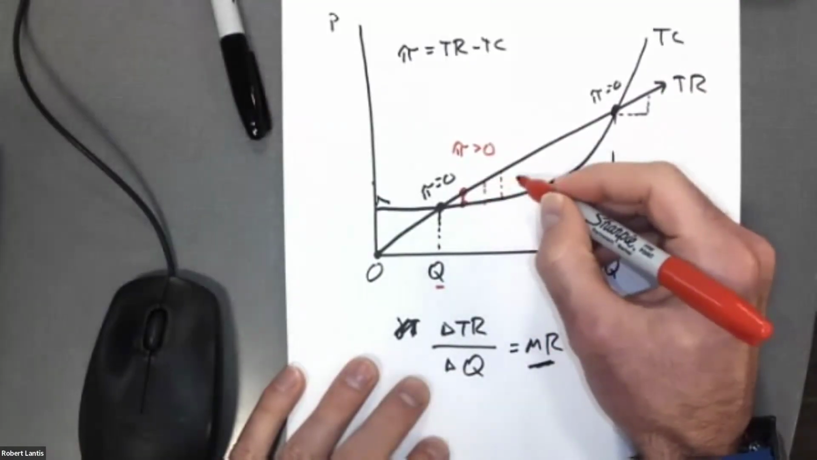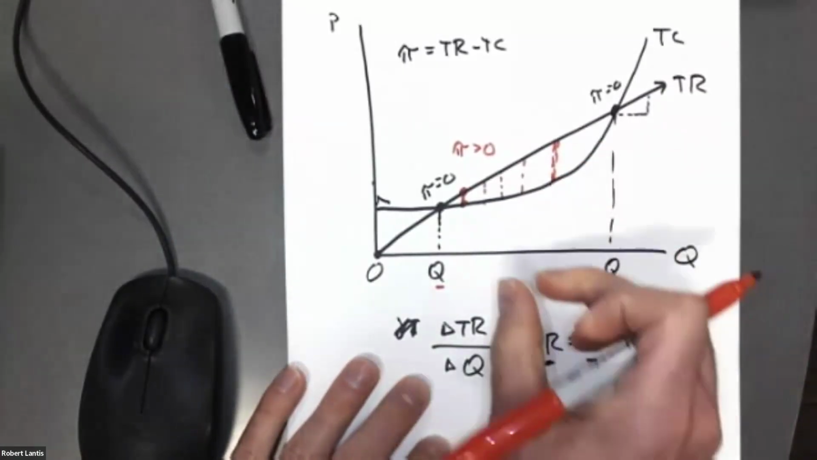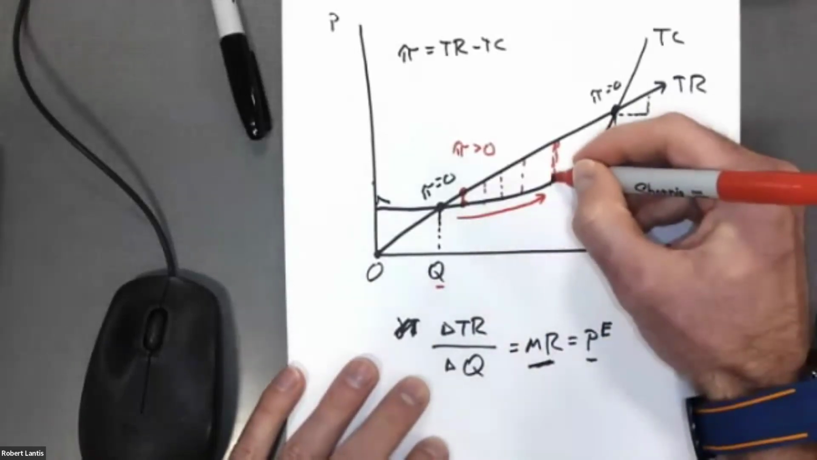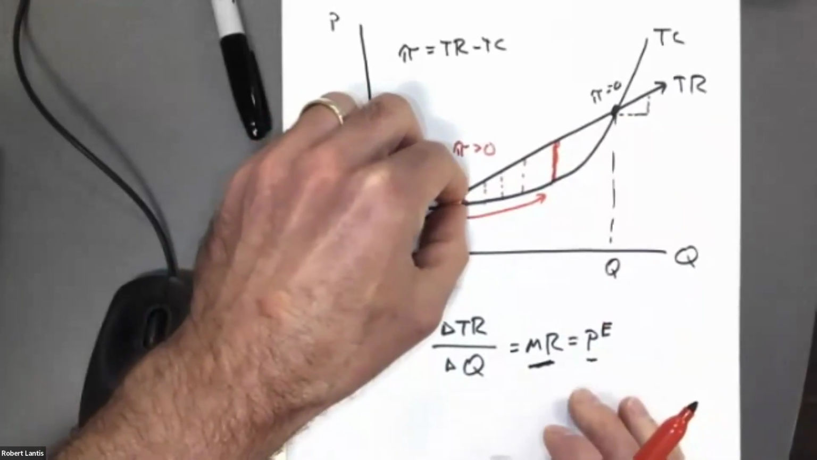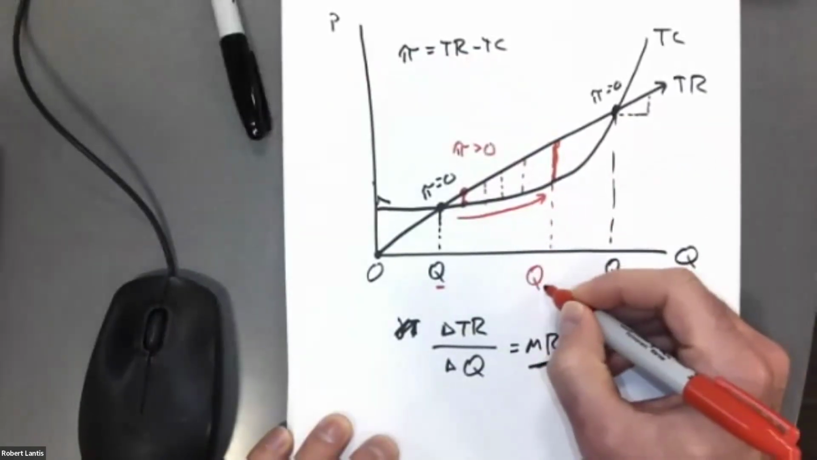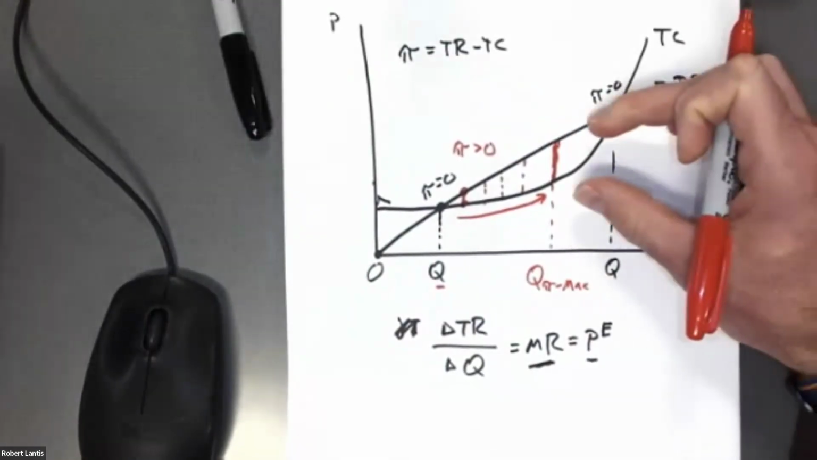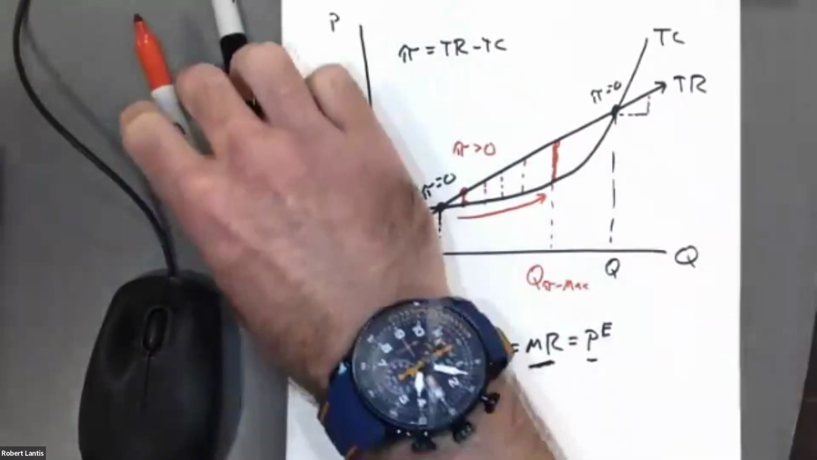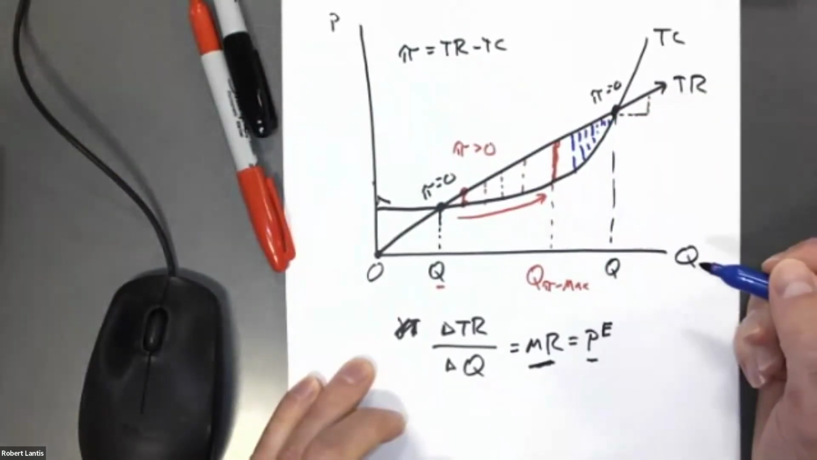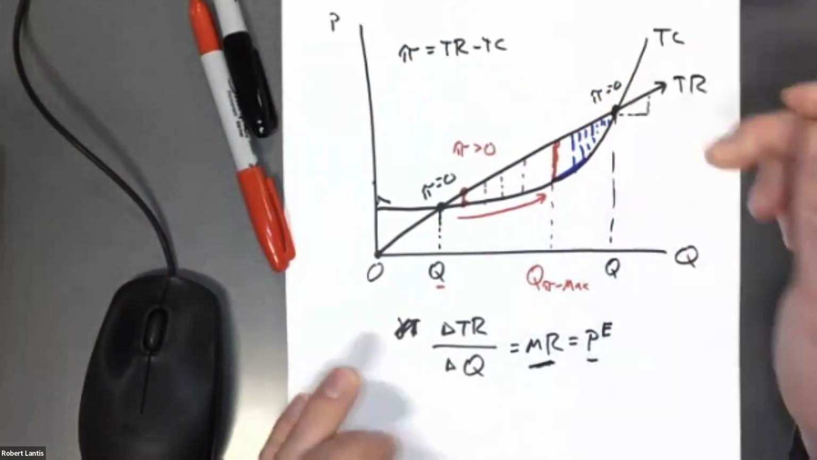As I produce more, what's happening to the gap in between my total revenue and my total cost? It's getting bigger and bigger. So notice here, moving from here to here, I'm going from really small profits to larger profits. So I want to find that quantity that maximizes profits, or where that difference between total revenue and total cost is at its greatest. Now, if I continue to go past this point, what starts to happen? Well, now that gap is getting smaller and smaller. So if I continue to produce past this point, I'd actually just be decreasing my profits.